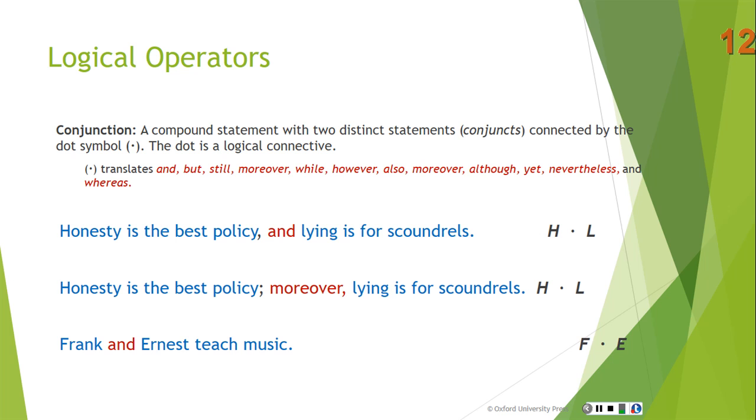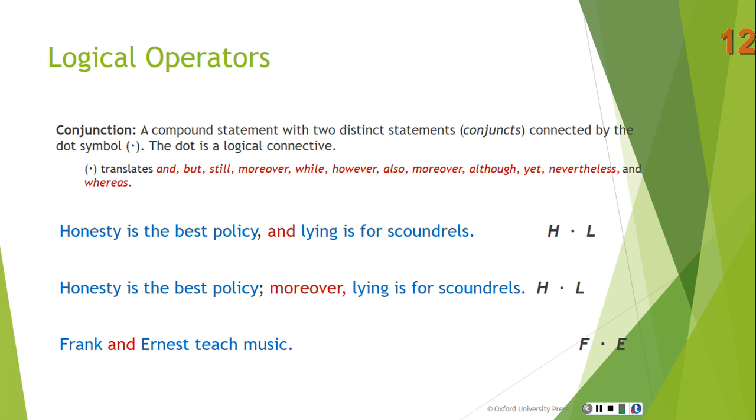H dot L. So with the second example, we see that the only difference is that and is switched out for moreover. And if you look at the list above, moreover is one of our phrases that we translate into propositional logic with the dot symbol. So, honesty is the best policy. Moreover, lying is for scoundrels, translates the same way, H dot L.